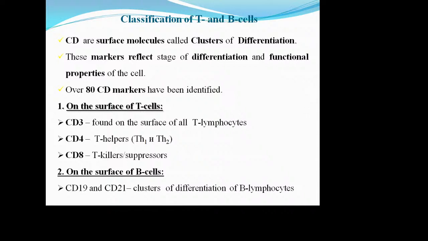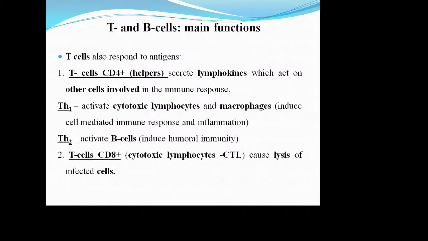CD4 molecules are present on the surface of T helpers that include Th1 and Th2. I will explain what that is. CD8 are present on the surface of T killers or T suppressors. B cells have CD19 and CD21. CD19 and CD21 are markers of B cells. So, that is about T cells and their markers.